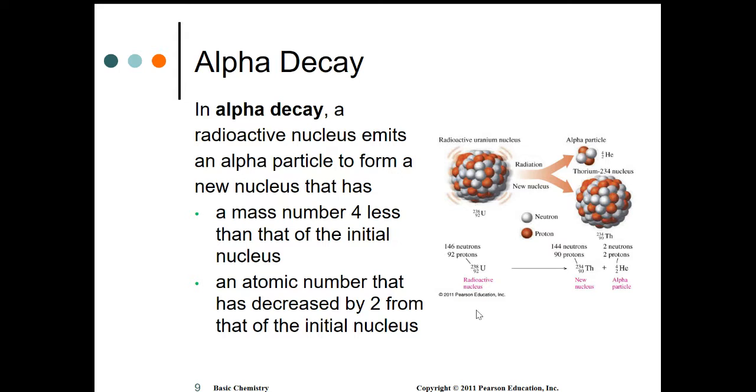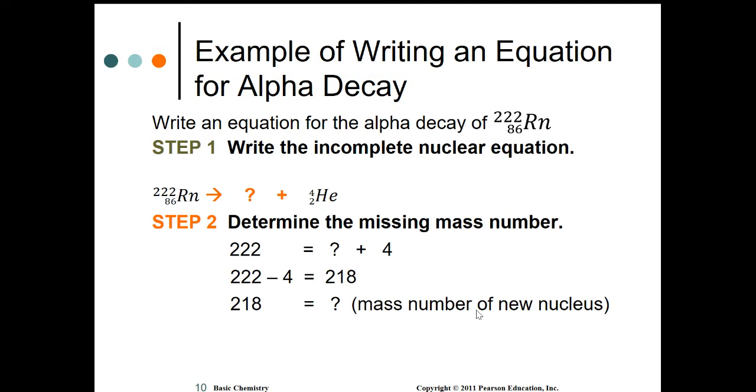For alpha decay, a radioactive nucleus emits an alpha particle to form a new nucleus that has a mass number 4, and of course the atomic number is 2. Example: how do we write the equation for alpha decay of radon 222, with atomic number 86? So write the complete nuclear equation.